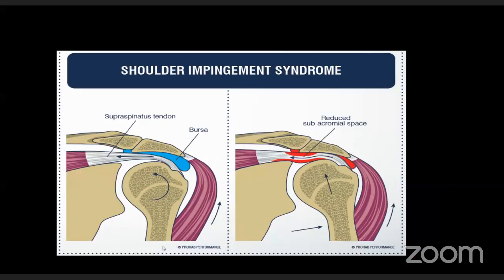So this is the second case. Now coming to the case which you are most likely to get, or a variant of that case, in your examination. That will be shoulder impingement syndrome. What exactly is impingement?